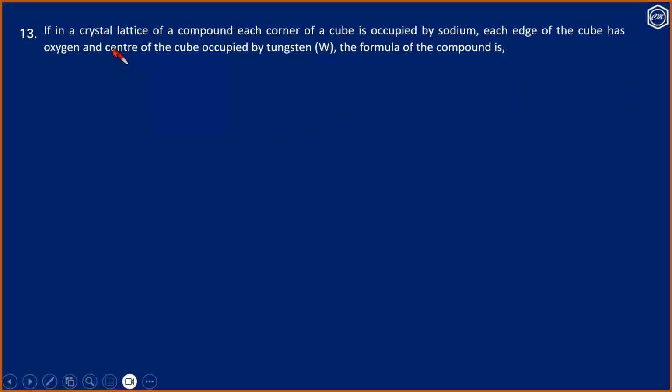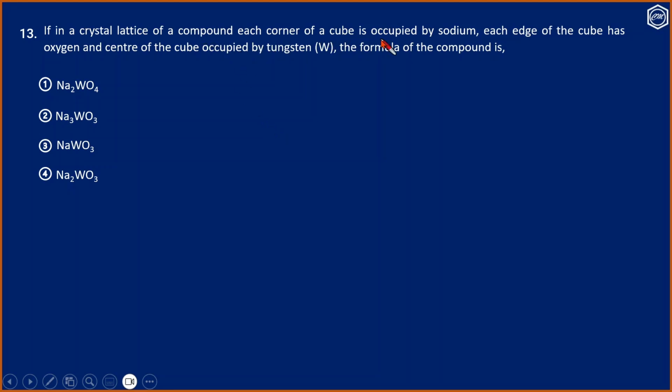Question 13. If in a crystal lattice of a compound, each corner of a cube is occupied by sodium, each edge of the cube has oxygen, and the center of the cube is occupied by tungsten, the formula of the compound is: Na2WO4, Na3WO3, NaWO3, Na2WO3.